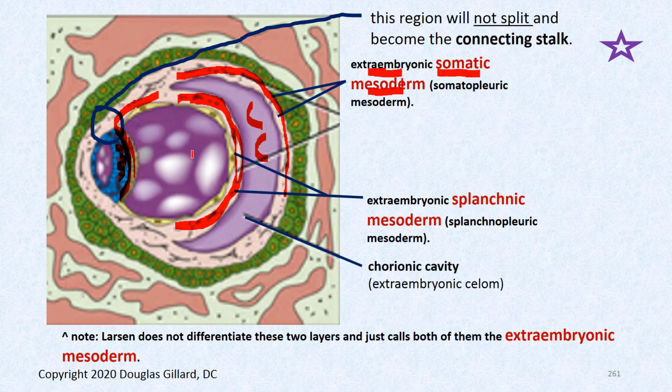Now we've just created a new tissue, haven't we? Even before we look at it, let's look at what we created. So we can group this tissue right here, the cytotrophoblast, and then we have somatic extraembryonic mesoderm. Together, those are called the chorion.